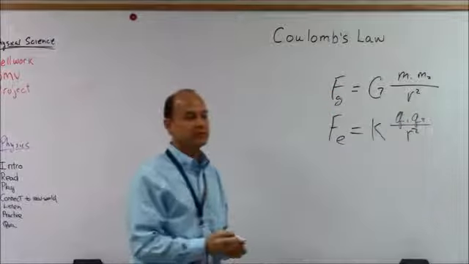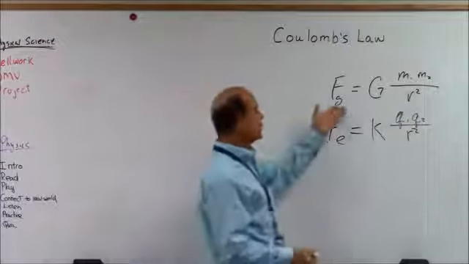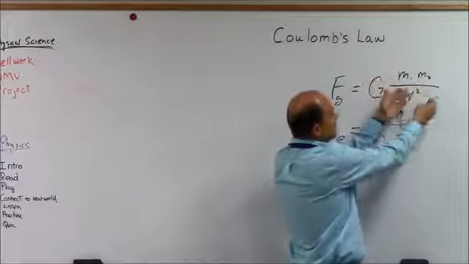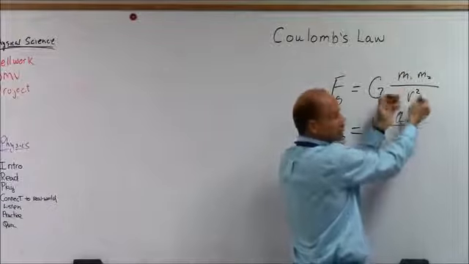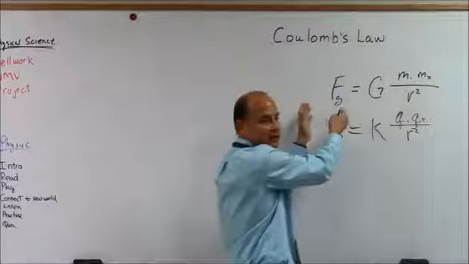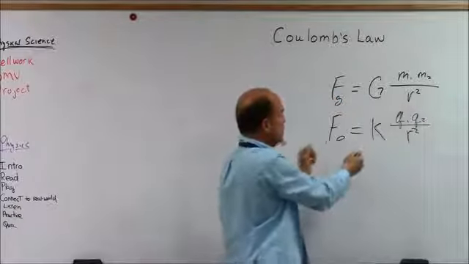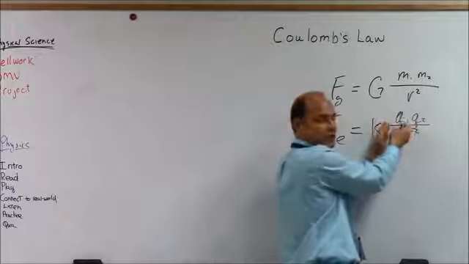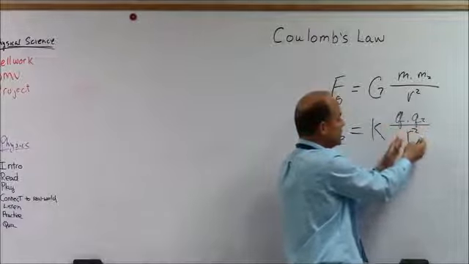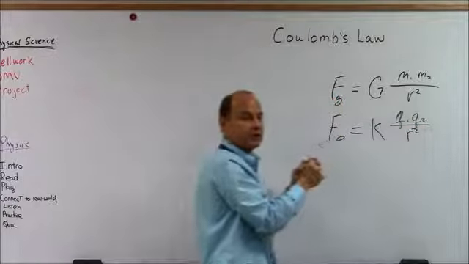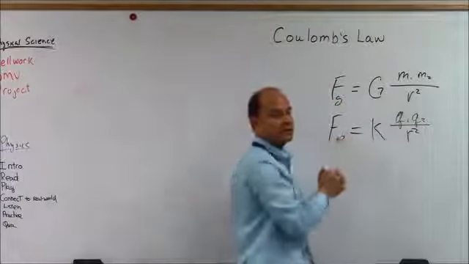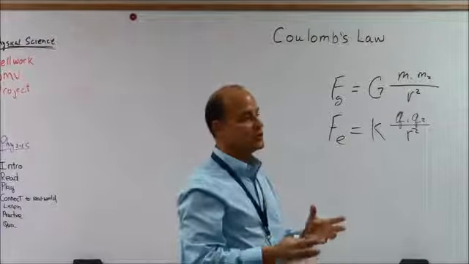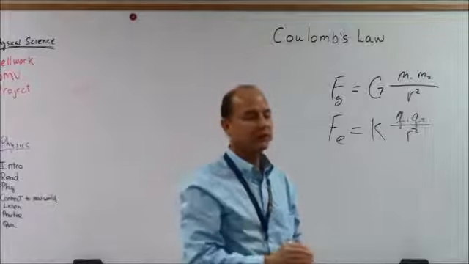Looks very, very similar. The universal law of gravity states that if I know the mass of the first object and the mass of the second object and the distance between them, then I can calculate this force of gravity. The electric force equation says that if I know the charge on one object and the charge on another object and the distance between them, then I can calculate the electric force.